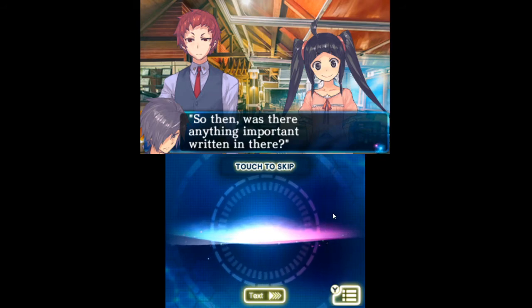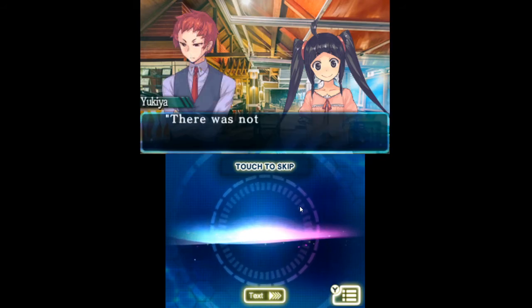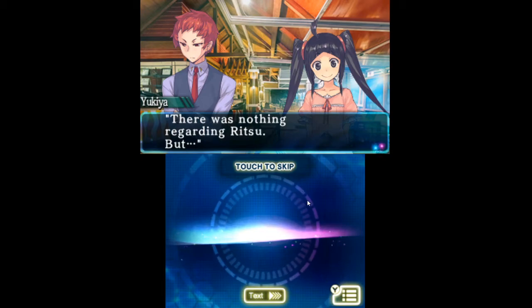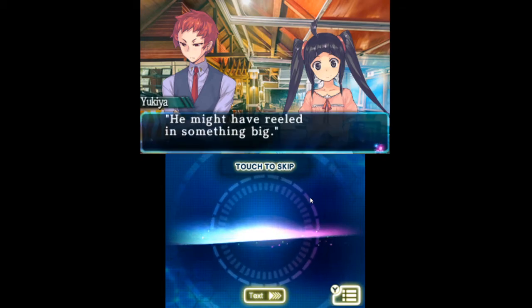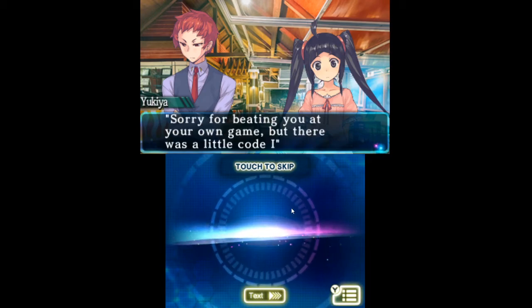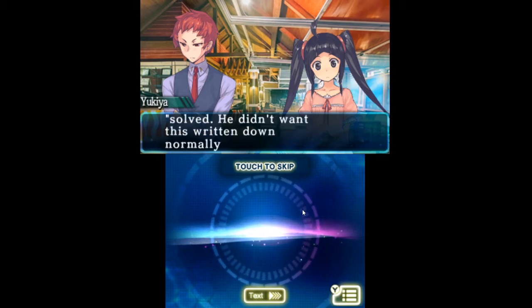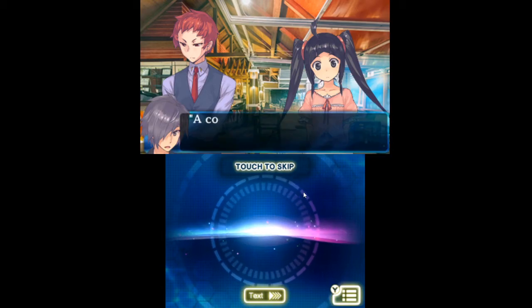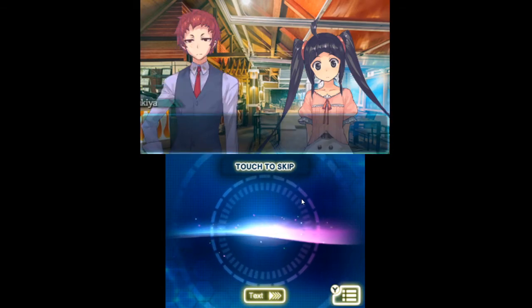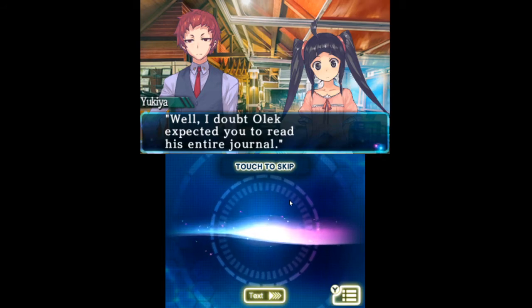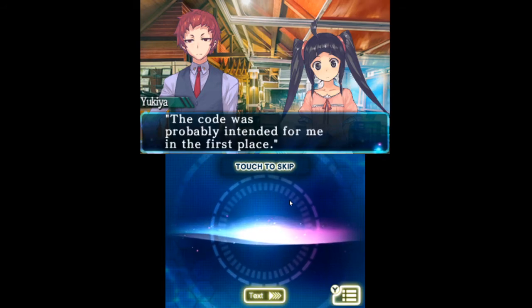So then, was there anything important written in there? There was nothing regarding Litz, but he might have relayed something big. Sorry for beating you at your own game, but there was a little code I solved. He didn't want this written down normally and stolen. A code, I didn't notice it at all. Well, I doubt Oleg expected you to read his entire journal. The code was probably intended for me in the first place.